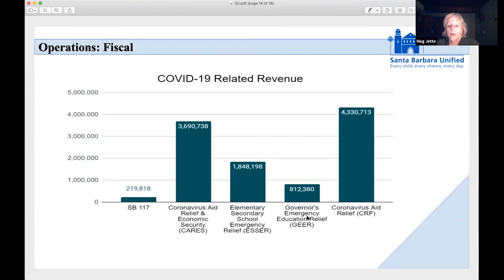So we have SB 117, which we got pretty early on, and as you can see, that was for PPE and it wasn't a ton of money. Then we got the CARES Act money, which comes in federal form and in state form, and it's broken out in the other four buckets. Chelsea talked about how the money is to be used, and we have been using it quite quickly. The ESSER money in the beginning was identified as a lot of PPE.